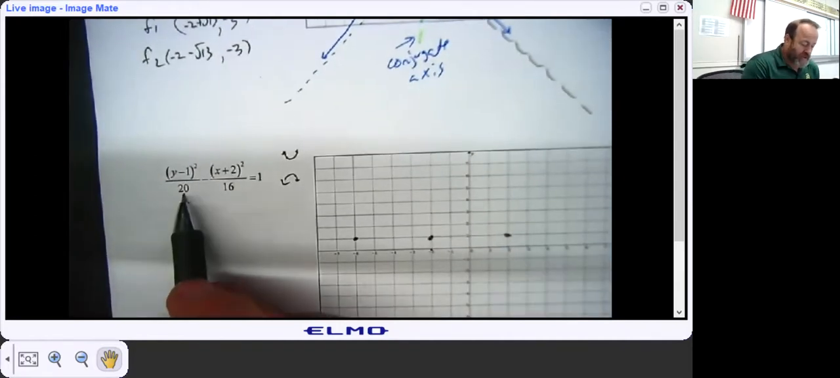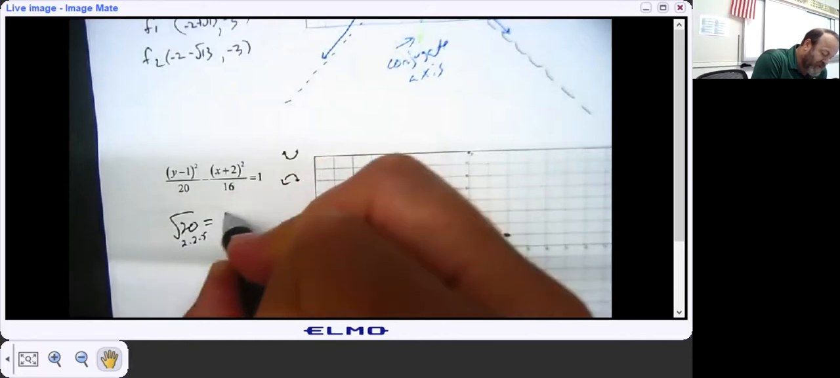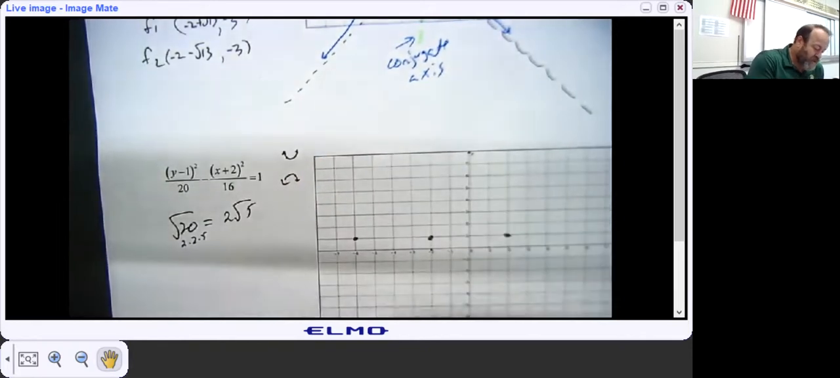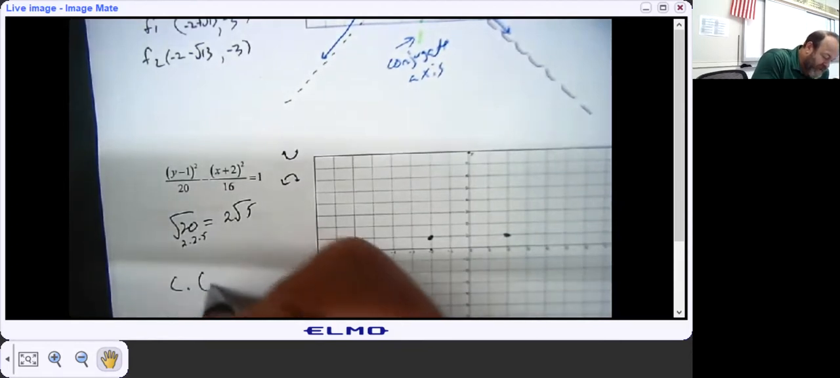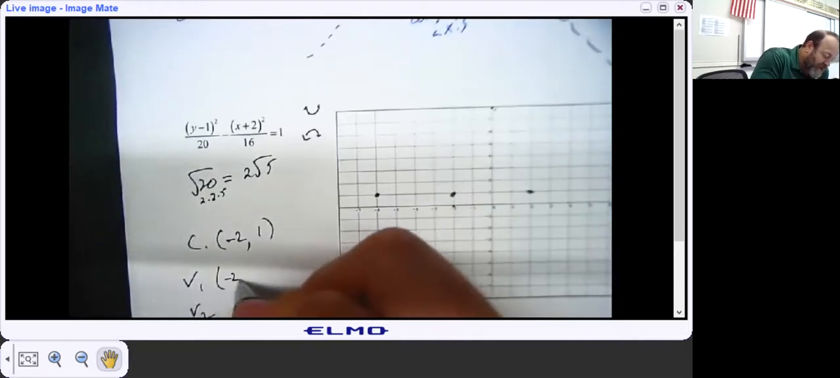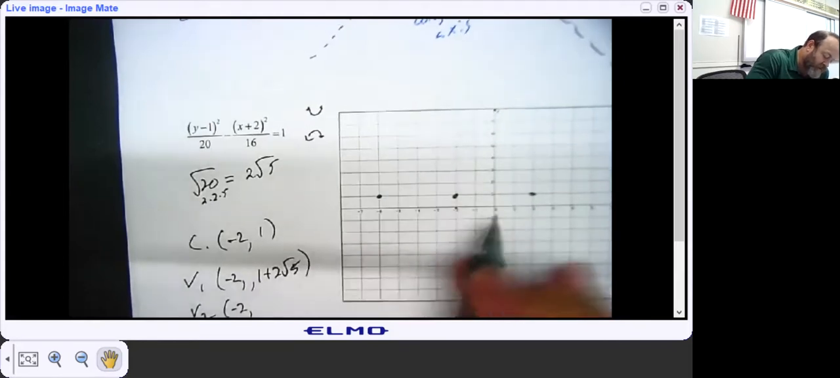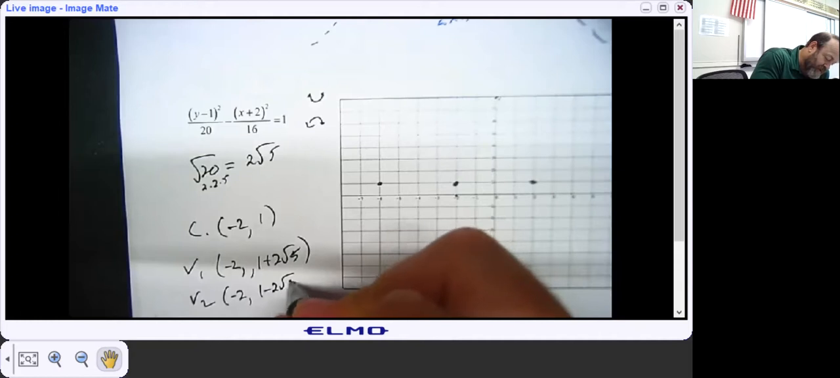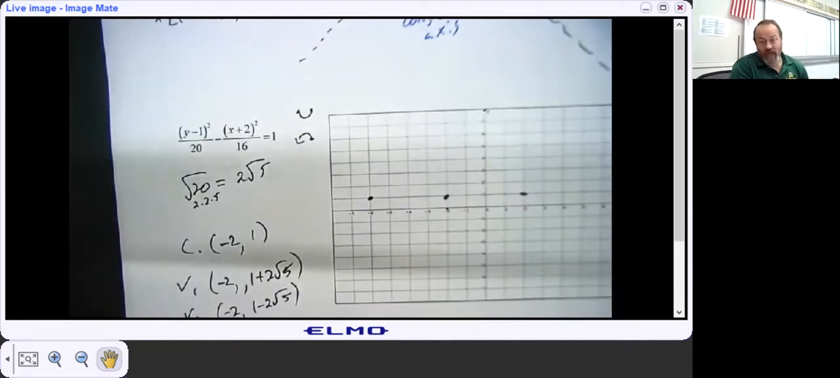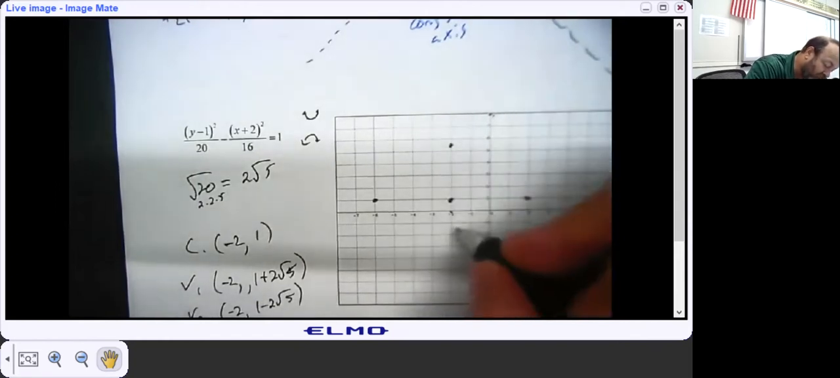Now, as it turns out, I'm going to have to go up the square root of 20. Keep in mind, root 20, that's 2 times 2 times 5, so that would be 2 roots of 5. So my vertices, let's write that down: -2, 1. My vertex 1 and 2 would be at -2, and then I'd start at 1 and I'd go up root 20 or 2 roots of 5, and then I'm going to go down 2 roots of 5. Now, the square root of 20 is around 4.5. So 1, 2, 3, 4, and about a half.